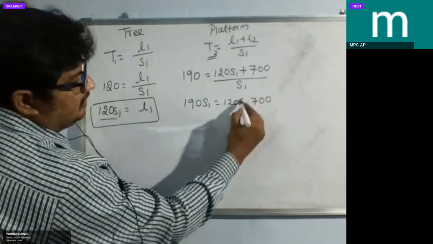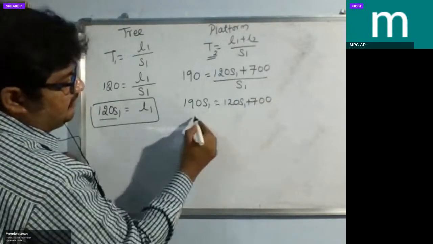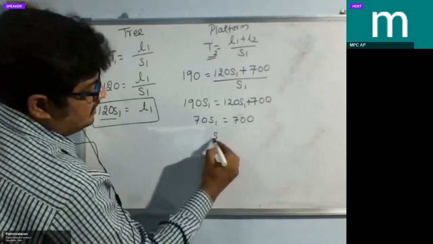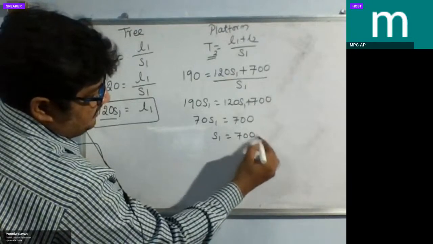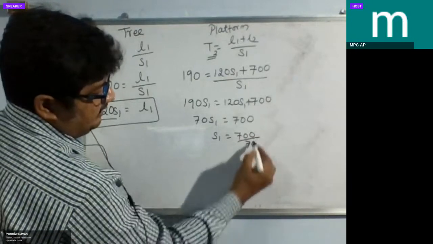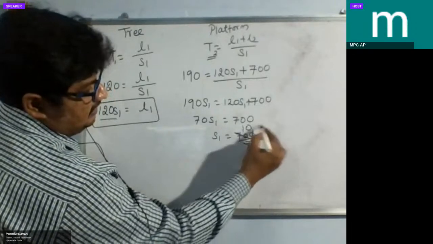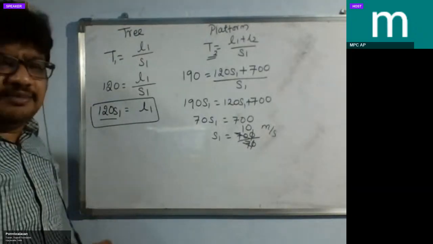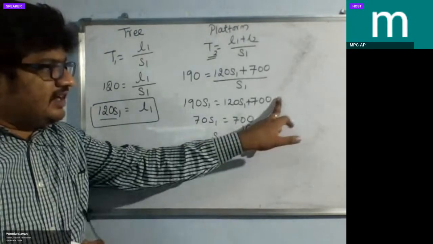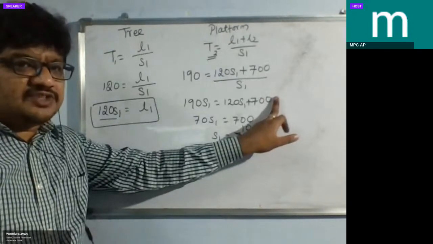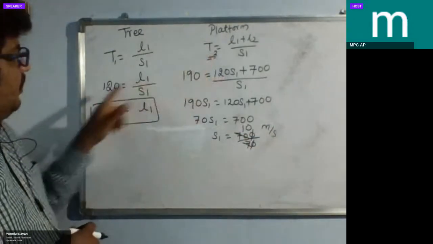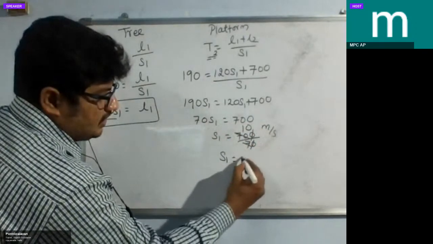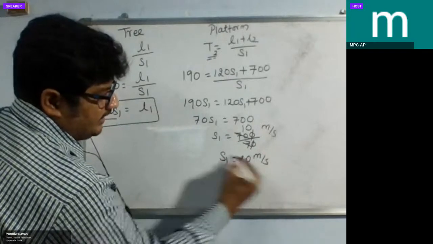So 70 S1 equals 700. So S1 equals 700 divided by 70, that is 10 meters per second. Sir, how are you telling 10 meters per second? This 700 is meters, right? And 190 and 120 are seconds. So it is meters per second. So S1 is equal to 10 meters per second.